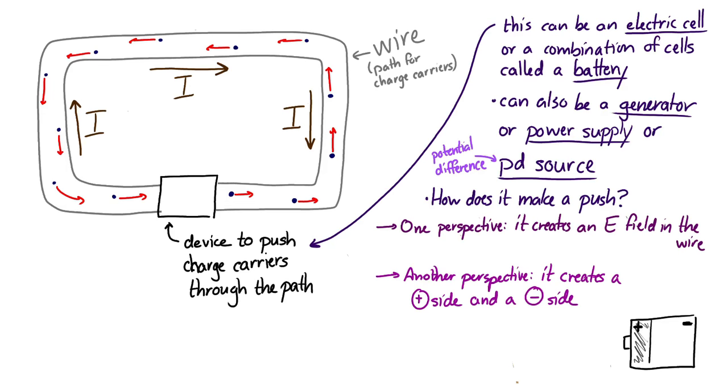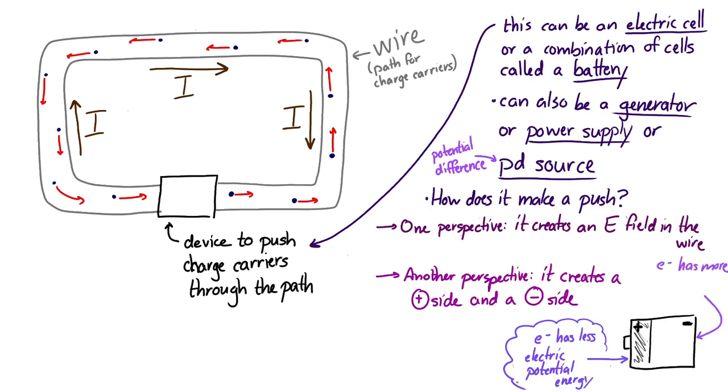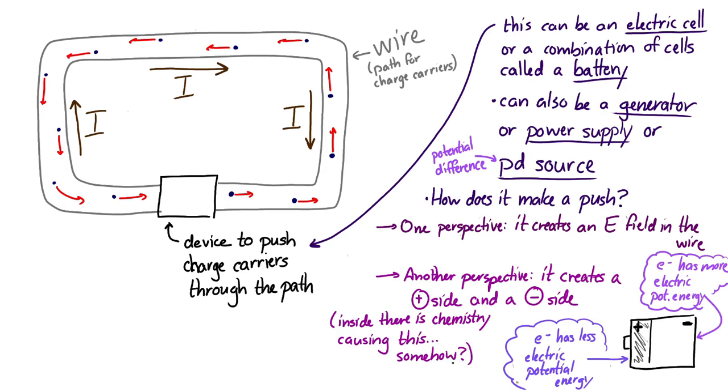And the idea there is that on the plus side, the electric charge, the electrons, have less electric potential energy. There's less potential energy on that side of the battery. And over here on the negative side, those electrons have more electric potential energy. Now again, we're not worrying about how the battery does it. We're not worrying about the chemistry or the mechanics going on inside of the battery. We just know, or I'm telling you, that the battery creates one side where those electrons have high electric potential energy, and on the other side, they have low electric potential energy.